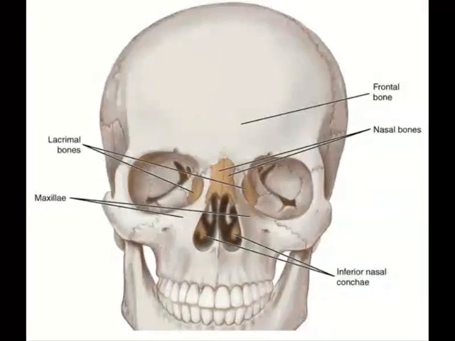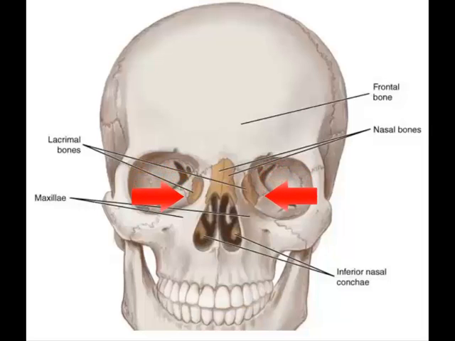The lacrimals are located on the anterior medial walls of the orbit. These are the smallest bones of the skull. Each lacrimal bone contains the lacrimal foramen, which transmits the lacrimal duct. Lacrimal bones articulate with the frontal bone and the ethmoid bone, and the maxilla and the inferior nasal concha of the facial bones.